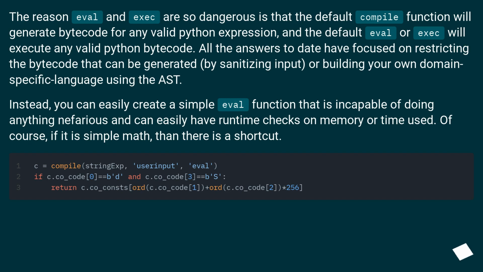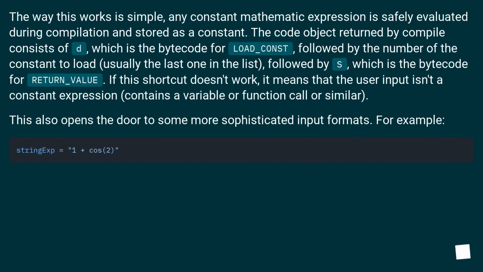Of course, if it is simple math, then there is a shortcut. The way this works is simple. Any constant mathematic expression is safely evaluated during compilation and stored as a constant. The code object returned by compile consists of d, which is the bytecode for LOAD_CONST, followed by the number of the constant to load, usually the last one in the list, followed by S, which is the bytecode for RETURN_VALUE.